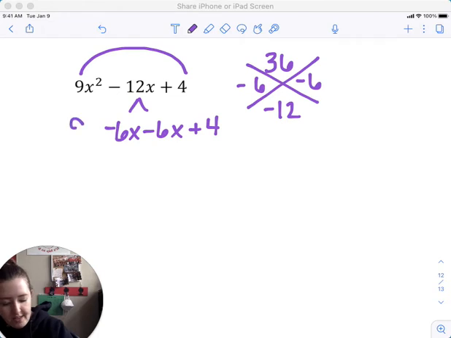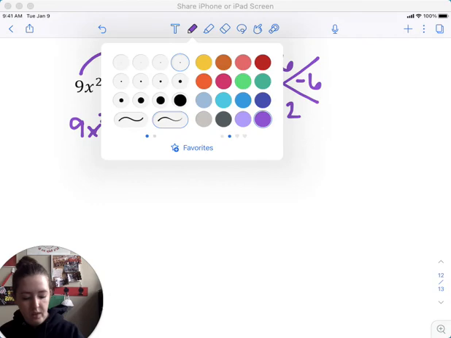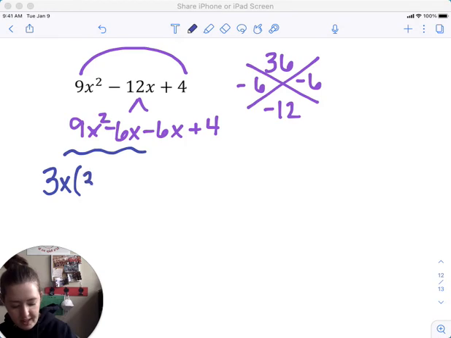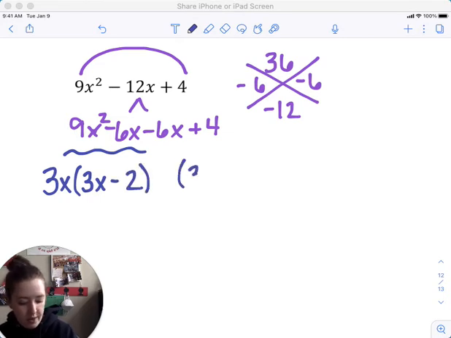4 is still in the back. 9x squared is still in the front. Then we'll look for the greatest common factor of our first two terms. The greatest common factor of 9x squared and 6x is going to be 3x. 9x squared divided by 3x is 3x. Negative 6x divided by 3x is negative 2. We know we want 3x minus 2 inside of these parentheses.